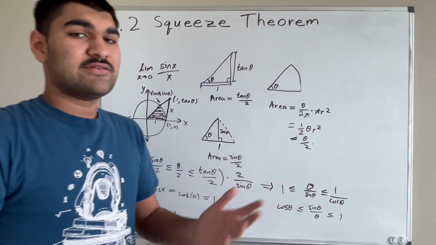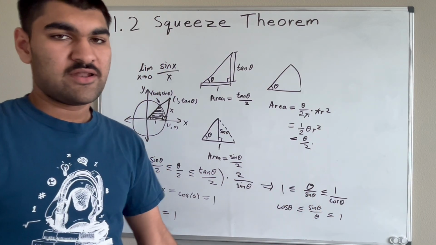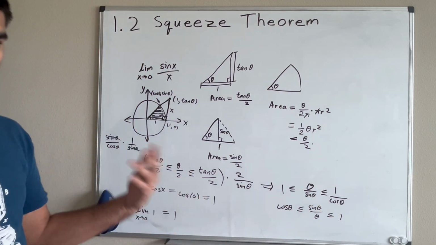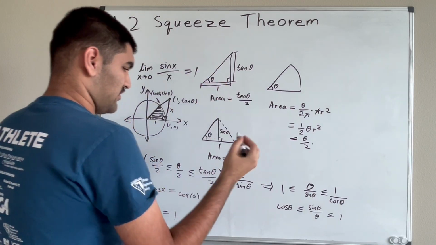So therefore, by the squeeze theorem, the limit as x approaches 0 of sine theta over theta is also equal to 1. So this limit right here is equal to 1 by the squeeze theorem.